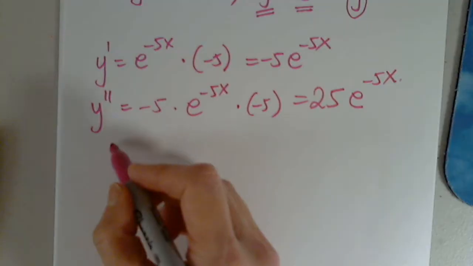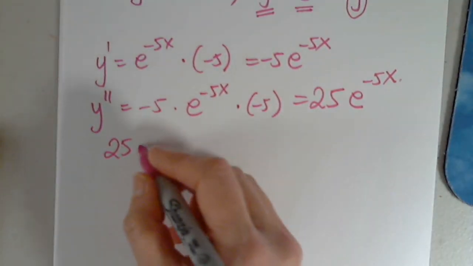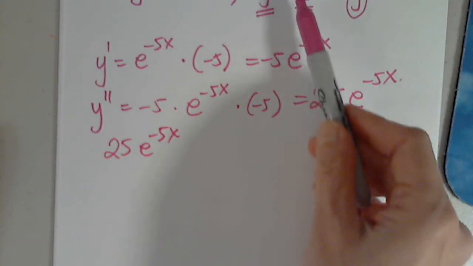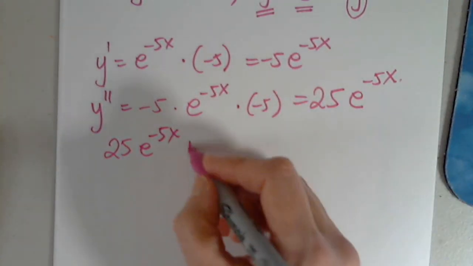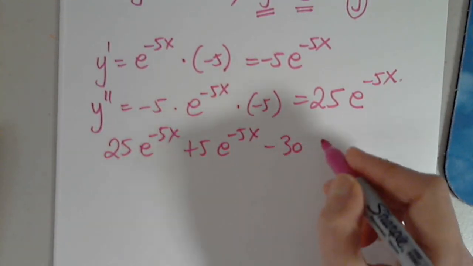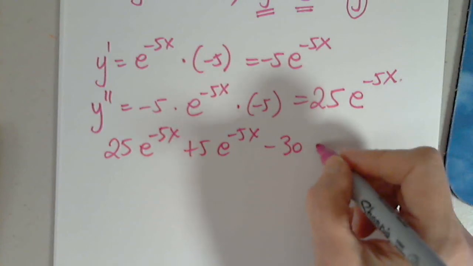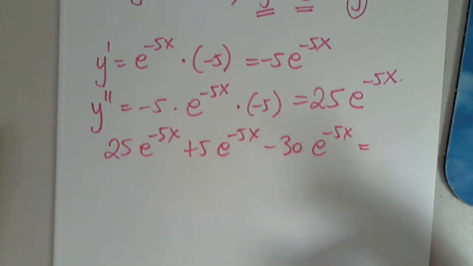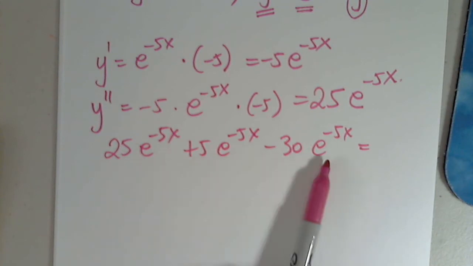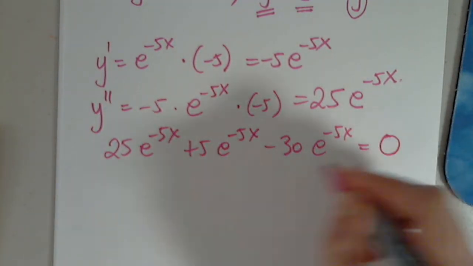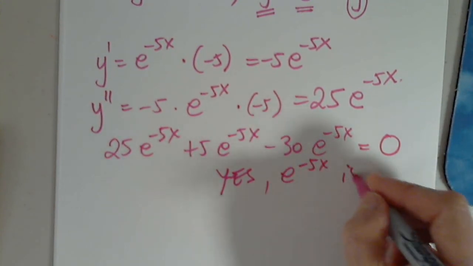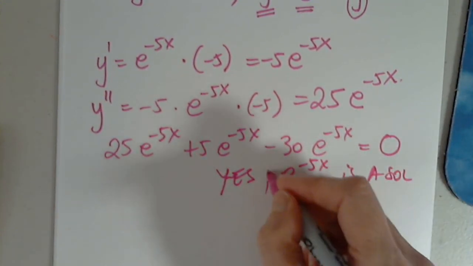So the second derivative is replaced by 25e to negative 5x. Minus this, but I have to change the sign, plus 5e to negative 5x, and minus 30 multiplied by e to negative 5x. Is this 0? Yes, it is, because this is positive 30 and this is negative 30. They all have e to negative 5x. And I'll say yes. Even e to negative 5x is a solution.